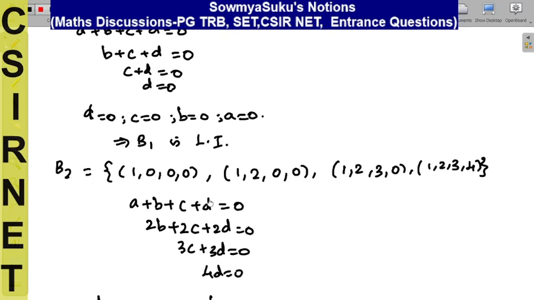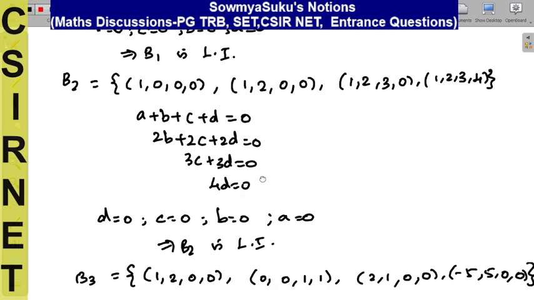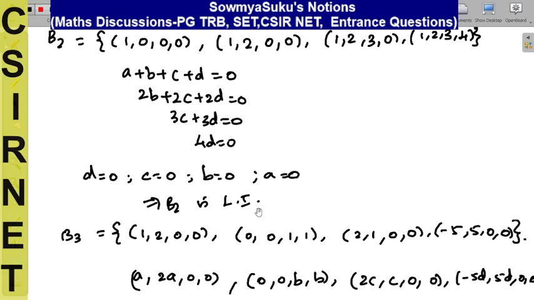This is the second one. In the same way, a plus b plus c plus d equals 0. Then there is no second element for a, so 2b plus 2c plus 2d equals 0. The third element is not there for a and b, so 3c plus 3d equals 0. And similarly 4d equals 0. So d equals 0 gives c equals 0, b equals 0, a equals 0. So B2 is linearly independent.